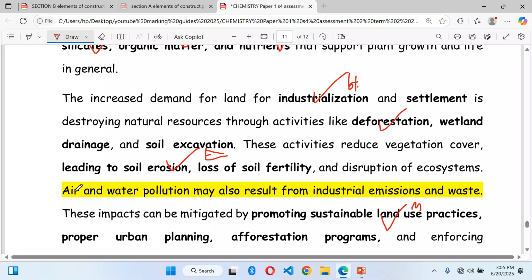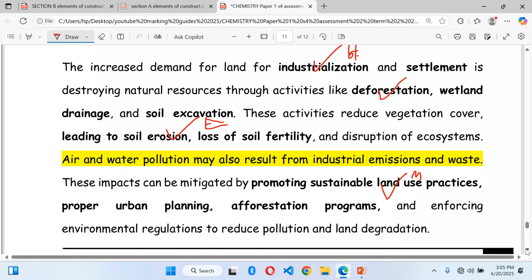In yellow, I'm saying that air and water pollution may also result from industrial emission and waste. Now, this can be another learner who is talking about air as the natural resource that is being affected by industrialization. Are you seeing that? Even water can be one of the natural resources. So one learner can talk about air as a natural resource in the first paragraph, another learner can talk about water, and another learner can talk about land, like the way I've talked about land. Are we together? If you have a question, please put it in the comment section.